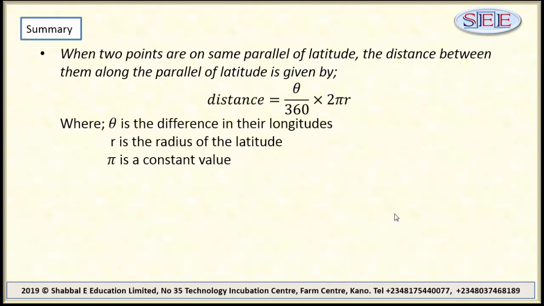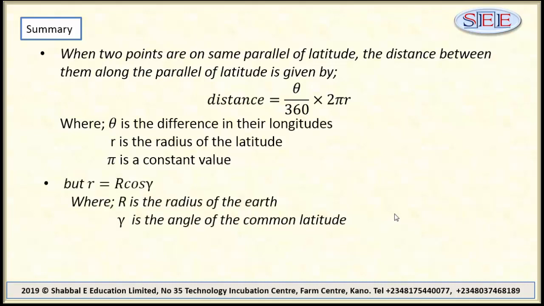In this lesson, you have learned that when 2 points are on the same parallel of latitude, the distance between them along that parallel of latitude is given by the formula distance equals theta over 360 multiplied by 2 pi small letter r, where theta is the difference in their longitudes and small letter r is the radius of that latitude, and pi is a constant value given in the question.